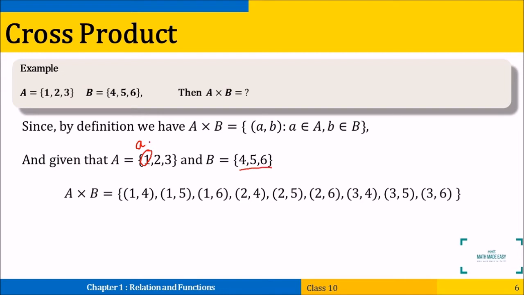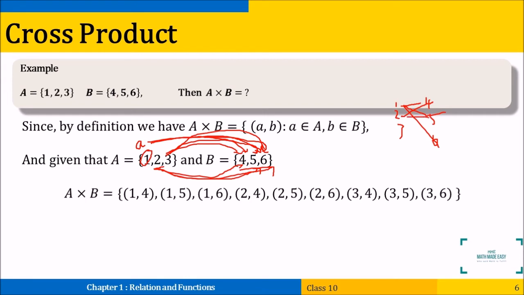You can pair 1 with 4, you can pair 1 with 5, you can pair 1 with 6. If you take the element a as 2, you can pair 2 with 4, 2 with 5, and 2 with 6. And let's take element 3 here. This element 3 could be paired with 4, 3 could be paired with 5, and 3 could be paired with 6. So that's going to be your A cross B. Let me repeat again: A cross B is the collection of ordered pairs which represents positions.